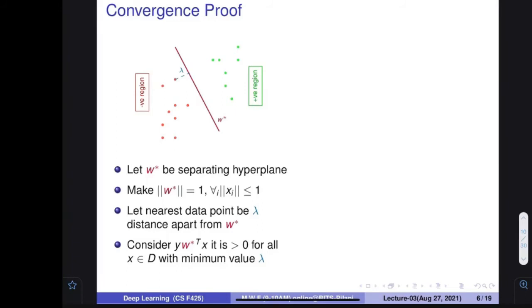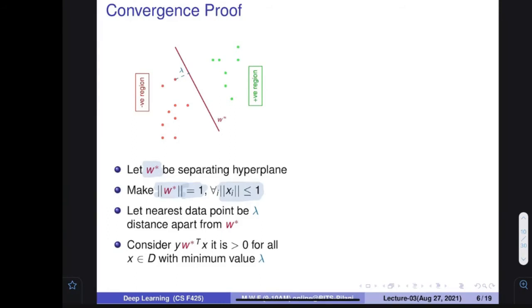Let me show you what the setting is. W asterisk is the separating hyperplane. Mod of this particular quantity is 1. Few minutes back we talked about that we can always set that this is going to be 1. It's not a big thing. Let's also assume that all the data points are normalized, so the maximum norm, the item that is at the farthest distance, is going to be only 1.